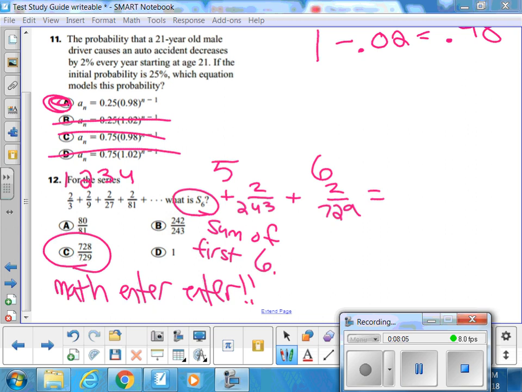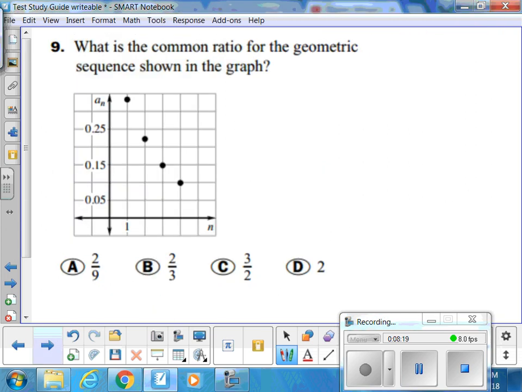Awesome. 947. We're doing so good because we're on the back already. Now, fortunately, the back does take more time because there's a lot of problems that are not multiple choice. Okay. All right.